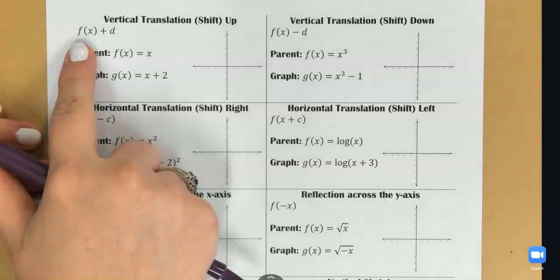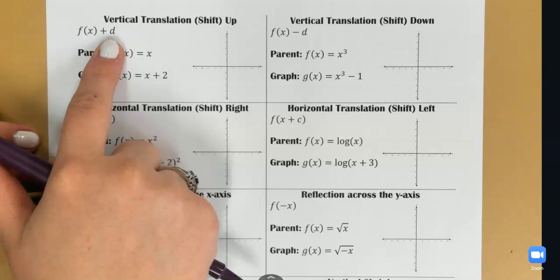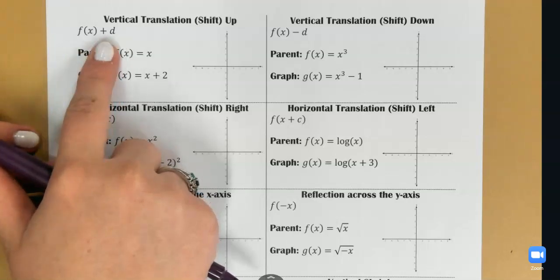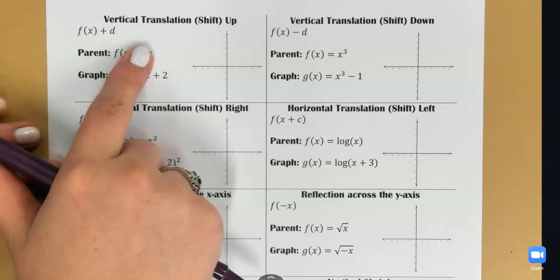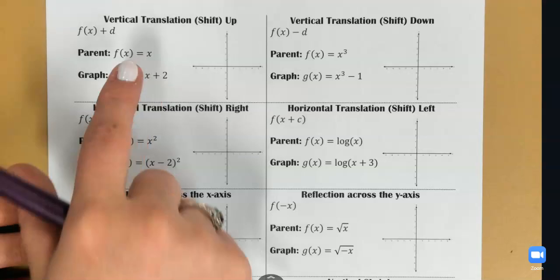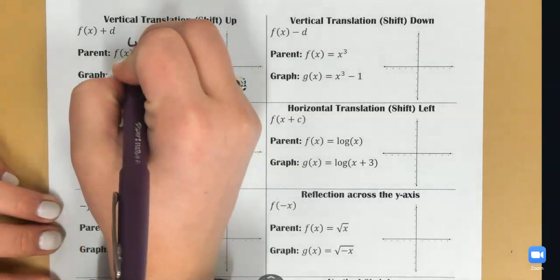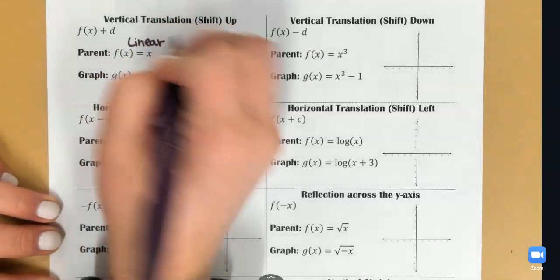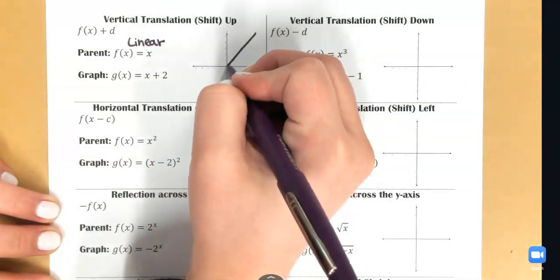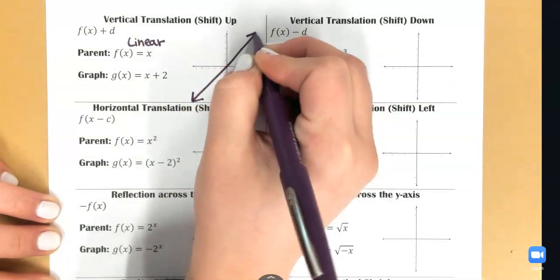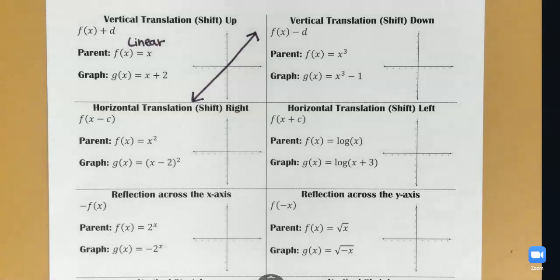If I have my parent function, any parent function, and I'm adding a number outside, that is going to indicate a shift up. So this is your generic function notation. When you have your function and you add a number outside, we're shifting up. So if I have my parent linear function, f of x equals x, remember that is just our linear line with a slope of 1. It goes through the origin 0, 0.